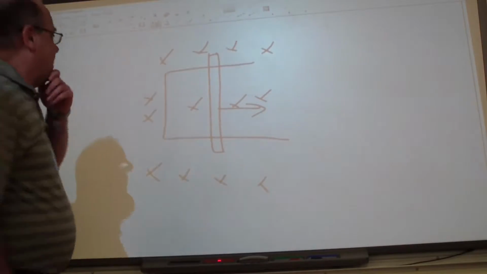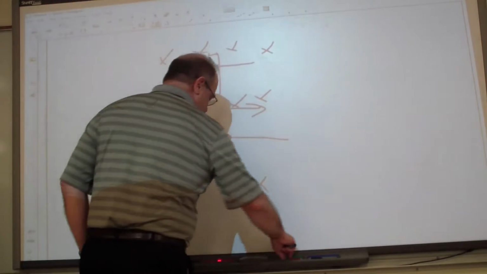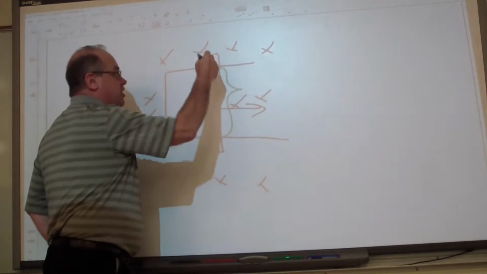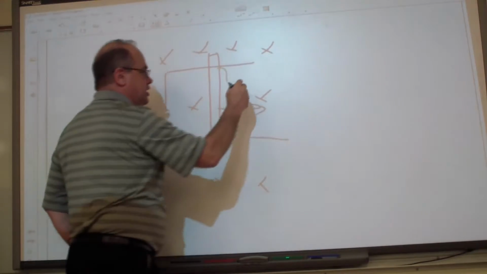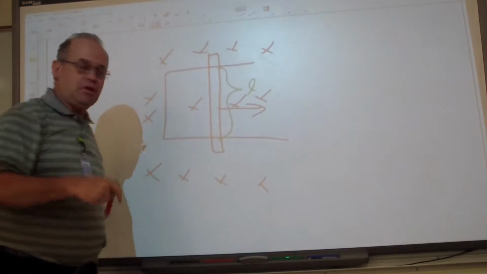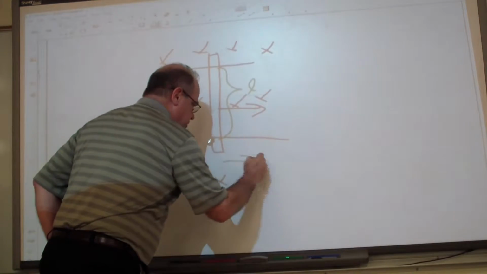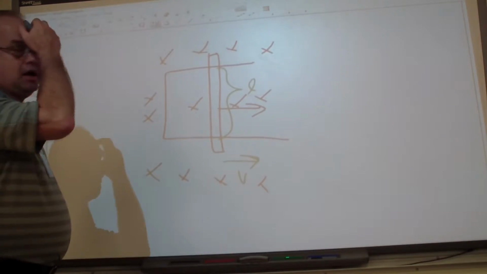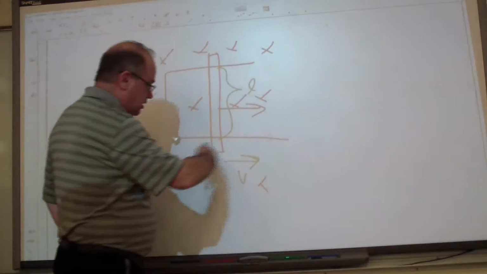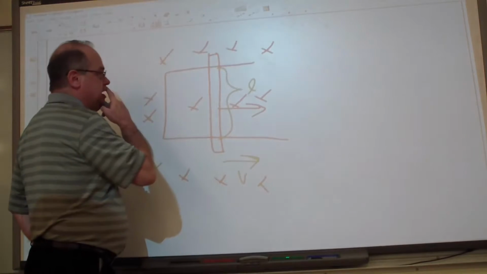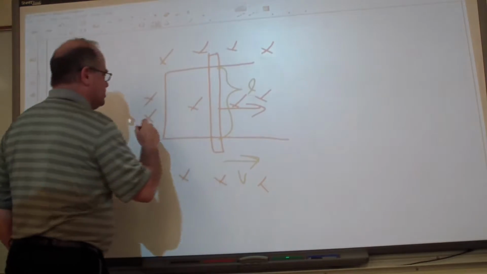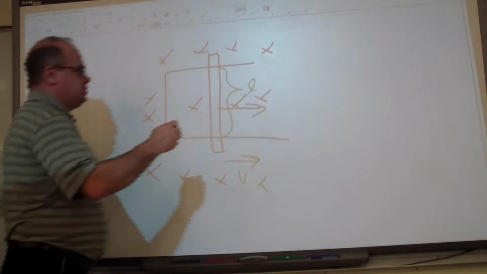We're saying the length of the bar, not the whole bar, but from that track to that track, is going to be L. Furthermore, the bar is sliding with a speed V that way. And I want to know what voltage is produced in this situation.